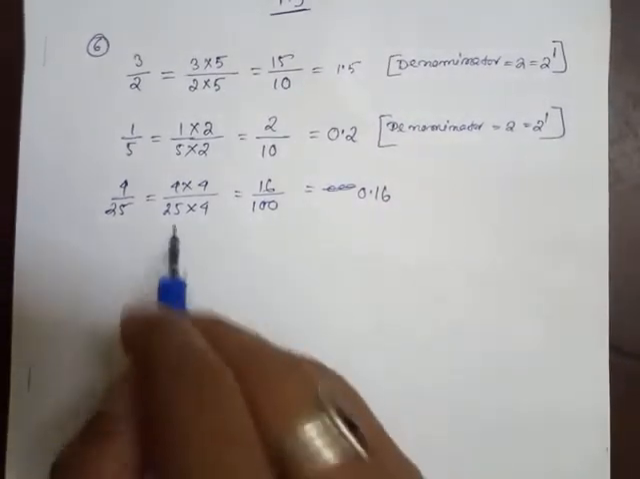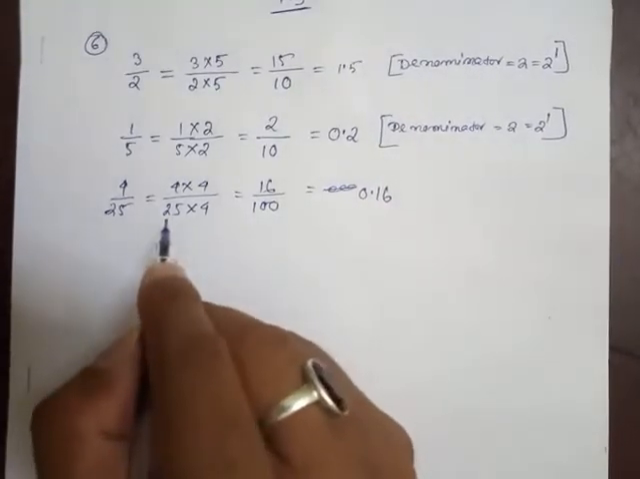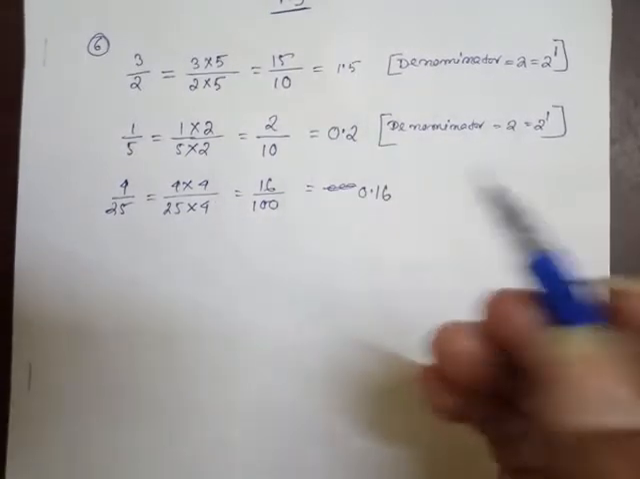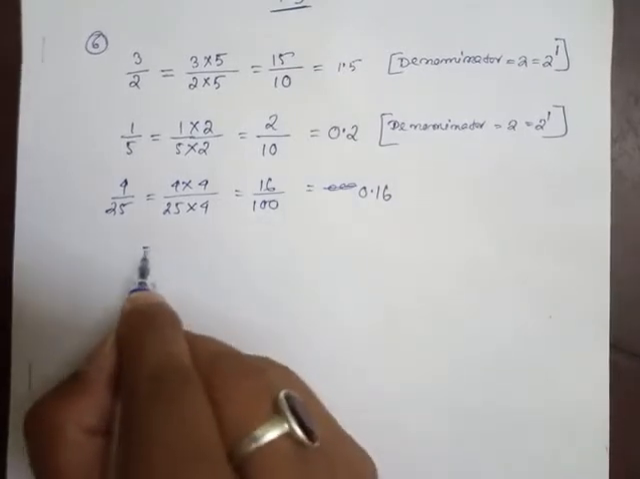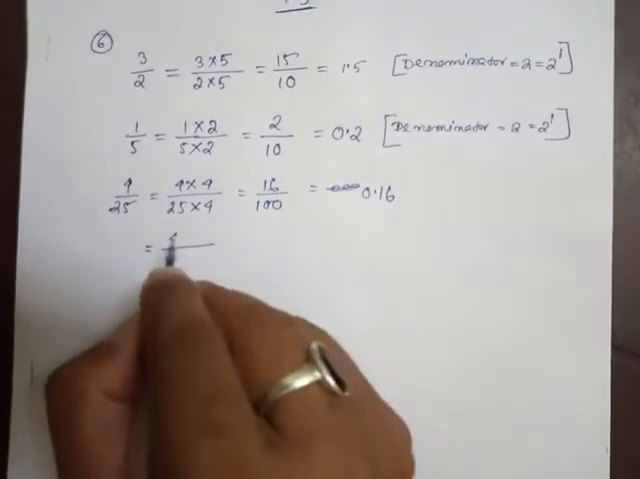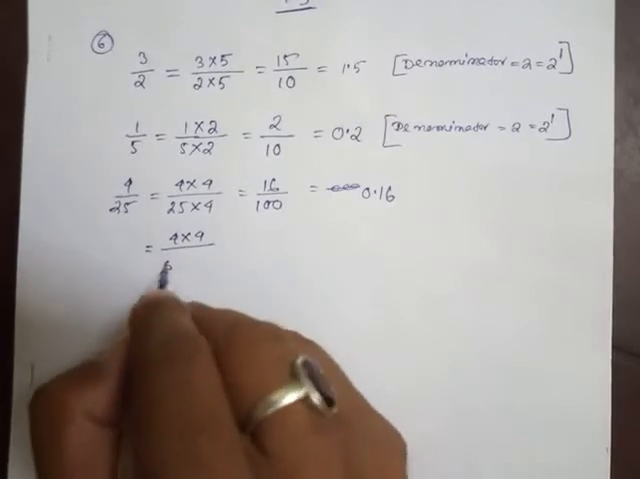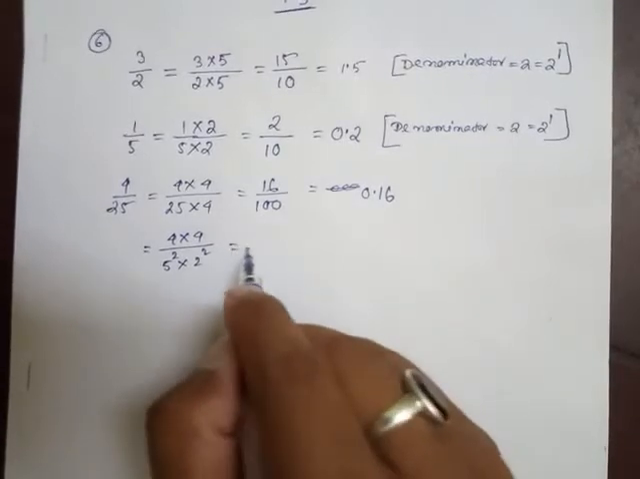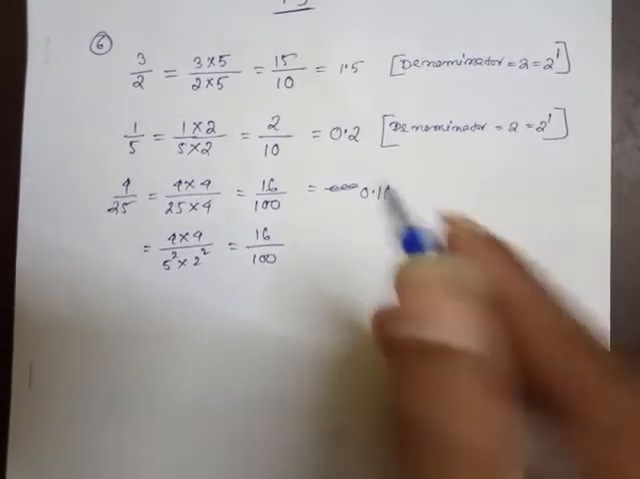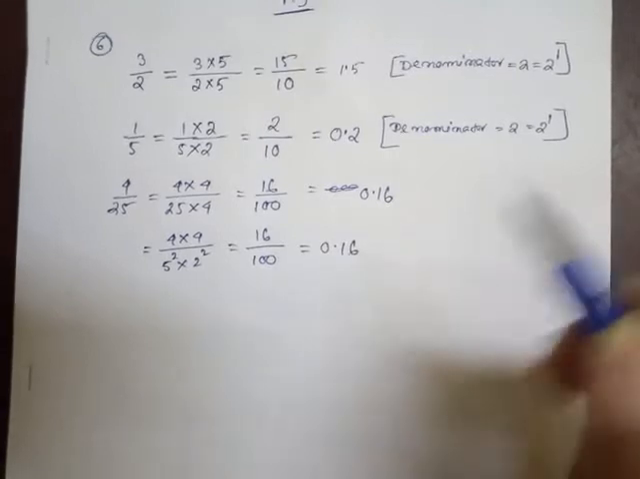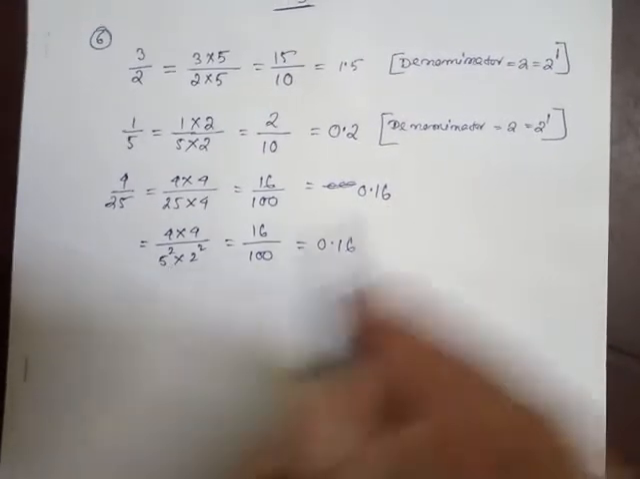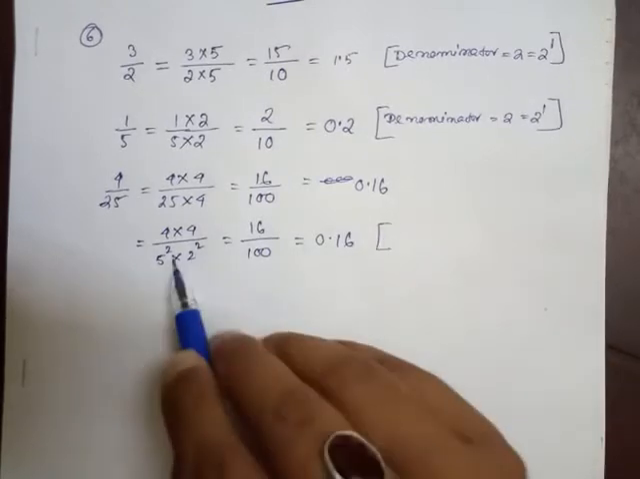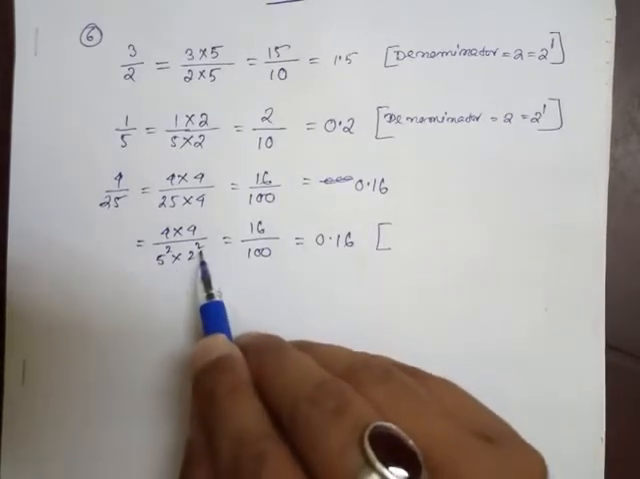Now students, look, in this case particularly, 25 can be written as 5 square and 4 can be written as 2 square. So if I write this again here, 4 into 4 and 25 is 5 square and 4 is 2 square, so 16 by 100 and decimal expansion would be 0.16. In this case, in the denominator the power of 5 is 2 and power of 2 is 2.